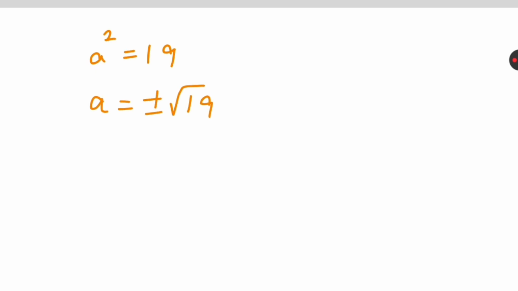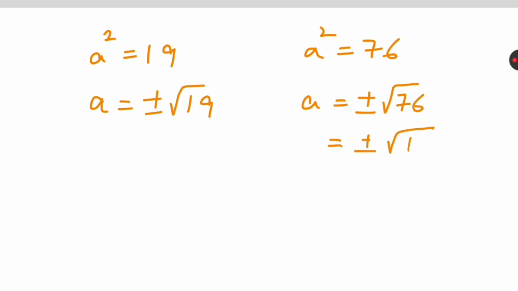Similarly, the other one is a raised to power of 2 is 76, and the a value is plus or minus root 76. This root 76, we can write as root of 19 times 4, which is 2 root 19, plus or minus 2 root 19. We got 4 values.